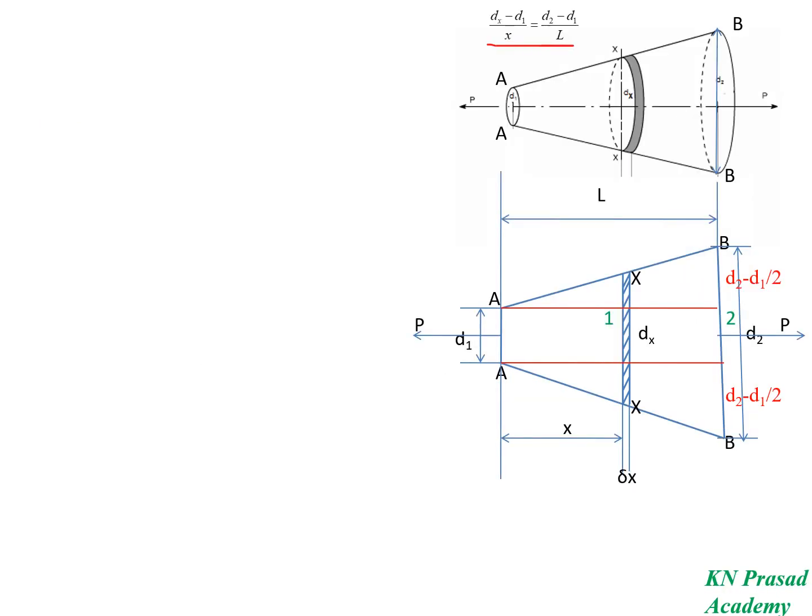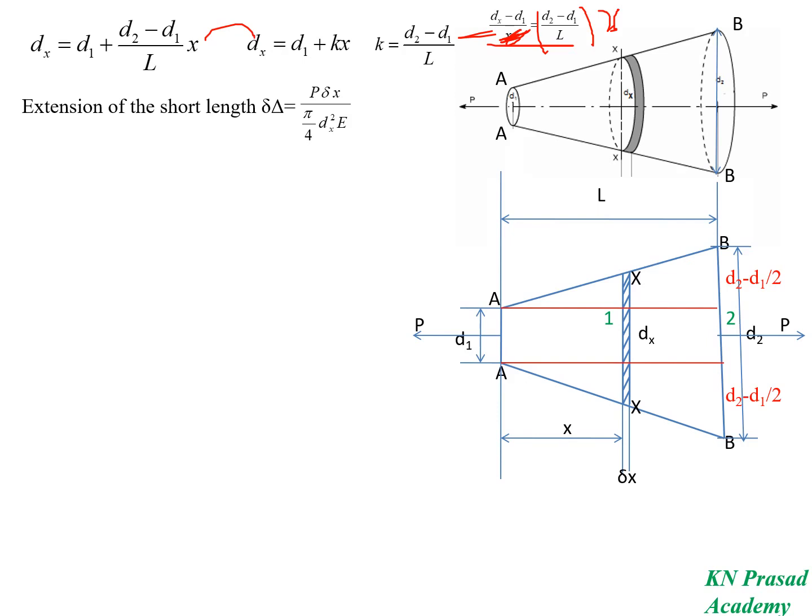From this relation, we have to find the dx value. Sending this x to the right-hand side, the dx value becomes d1 plus (d2 minus d1) divided by L into x. This equation I write once again as dx equals d1 plus kx, where k equals (d2 minus d1) divided by L.